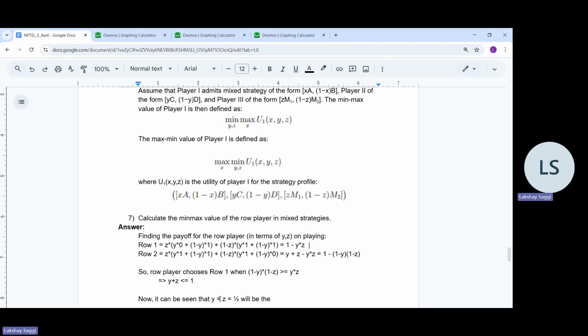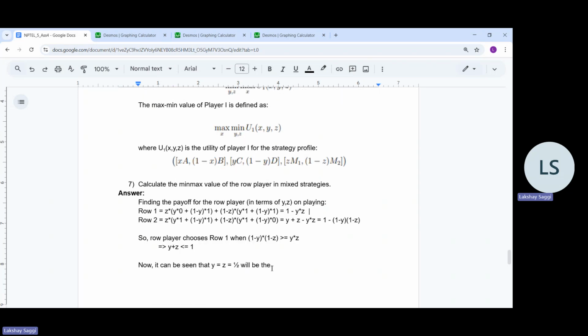Note that at that value you can repeat the same argument for row 2 also, and for row 2 you will see that the same argument will suffice. In this case you will want something like y plus z to be greater than or equal to 1, but the same arguments can be used in that setting also. I don't want to get into that, but in that setting also you will see that y equal to z equal to half will be the way to go.